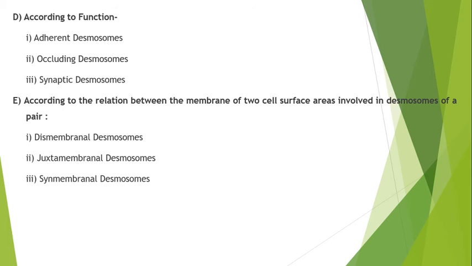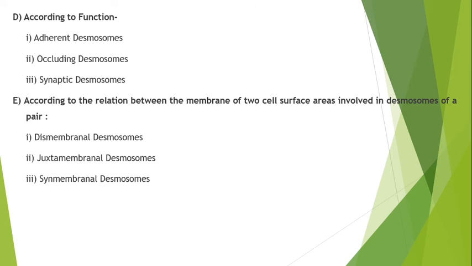Then according to function: adherent, that is sticky; occluding, meaning closing; and synaptic, snap-like desmosomes. So see adherent desmosomes, highly specialized for resisting tensile force. They are called filamentous. Highly specialized for resisting tensile force, and they are all filamentous.